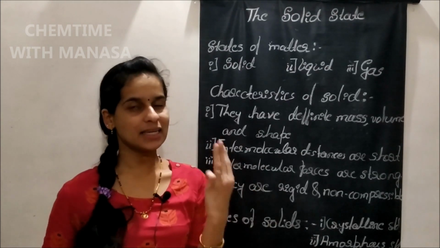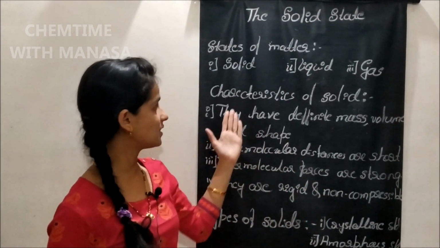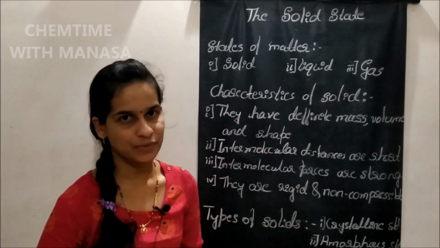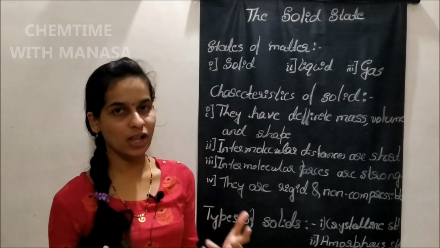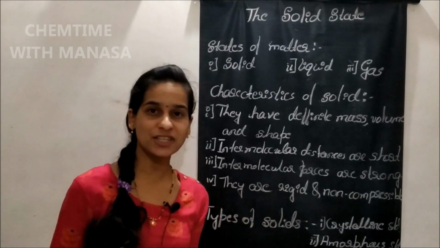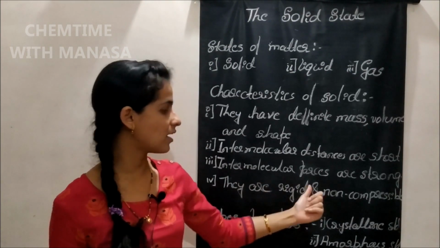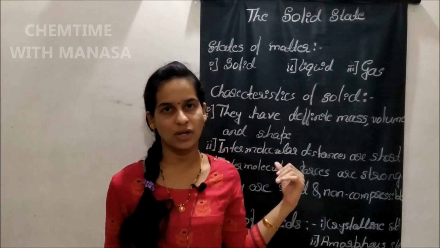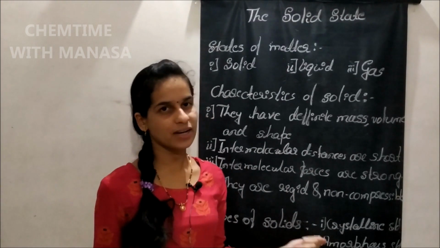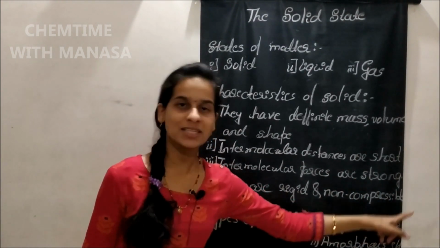As we know, there are three states of matter, namely solid, liquid and gas. So first, let us consider characteristics of solid. Solids have definite mass, volume and shape. In the solids, the intermolecular forces are very strong, but intermolecular distances are very short. The solids are rigid and non-compressible. These are the four very important characteristics of solids. And solids are classified into two categories. First one, crystalline solid, and second one, amorphous solid.